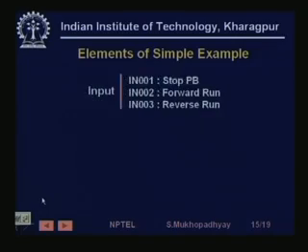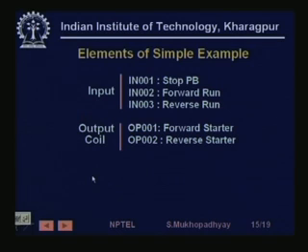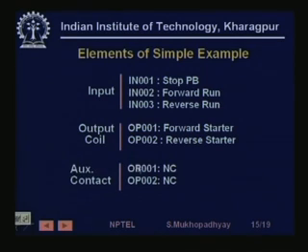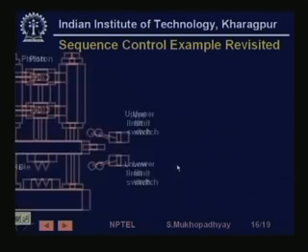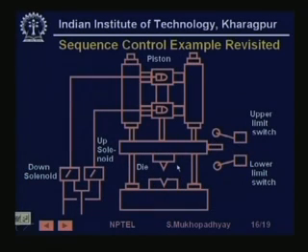Before we end, let's look at another example. So what are the elements? The elements of the example are the IN001, which is the stop push button, IN002, which is a forward run push button, IN003, which is a reverse run push button, and the output coils are forward starter and reverse starter. And there are auxiliary contacts, NC and NO, corresponding to these. So there is one NC and there is one NO. Anyway, that we have studied.